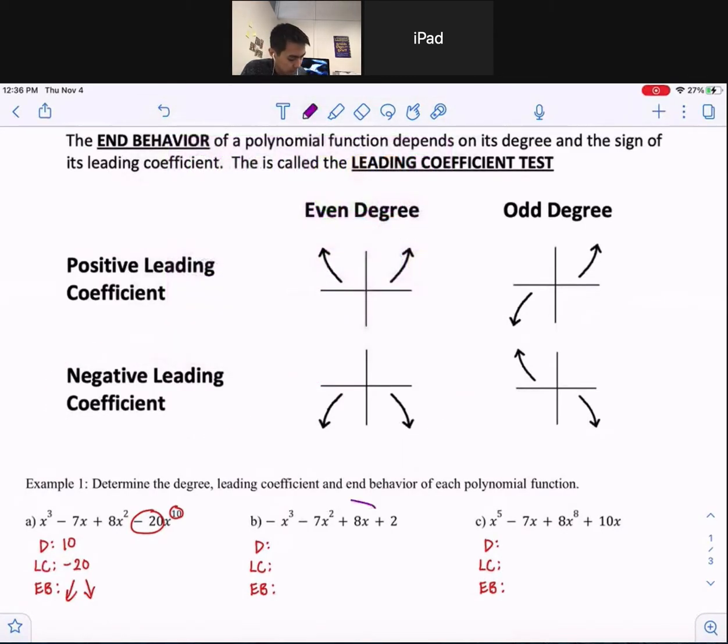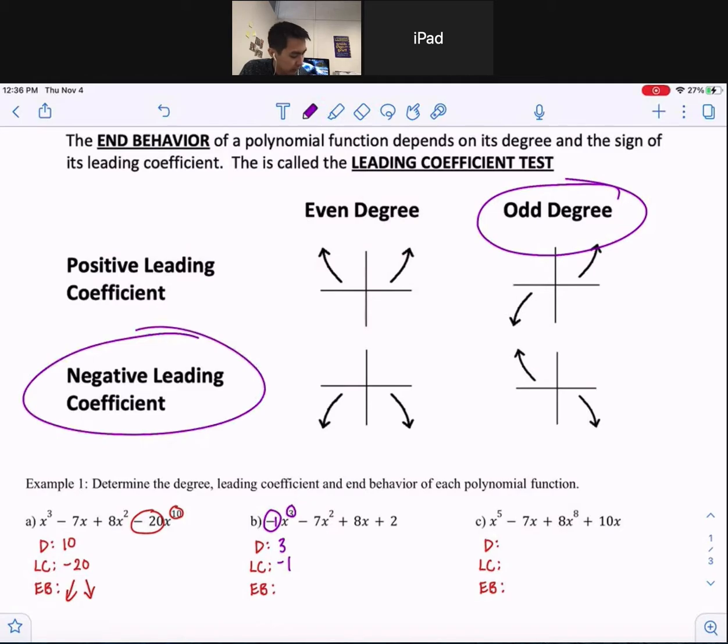Let's do the next one. The highest degree is 3. The leading coefficient is -1. And your guys' end behavior, well, the degree is odd, and the leading coefficient is negative. So odd degree, negative leading coefficient, right there. Your guys' end behavior is up, and then it's down.